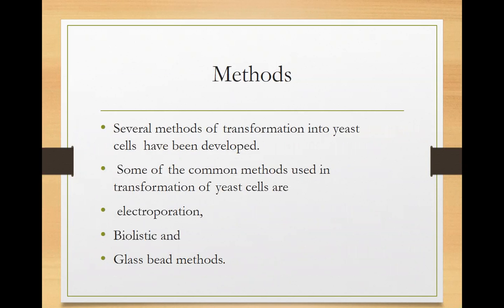So what are the methods of gene transfer that can be used for transforming yeast cells? There are several methods. Some of the common methods are electroporation. We are not going to discuss again what electroporation is and how it works in yeast; we are just naming it here. Suppose in the exam a question comes like what are the methods of gene transfer for eukaryotic cells, all these methods can be explained in detail. The methods used for yeast transformation are electroporation, the particle bombardment gun, that means the ballistic method, and also the glass bead method.